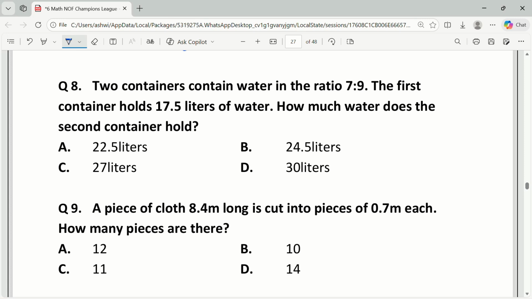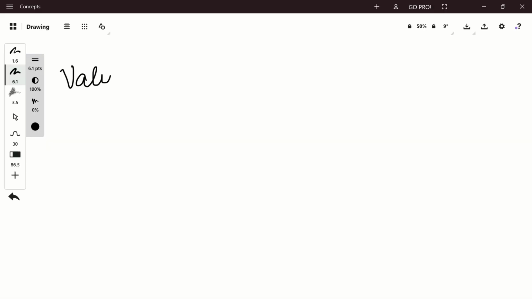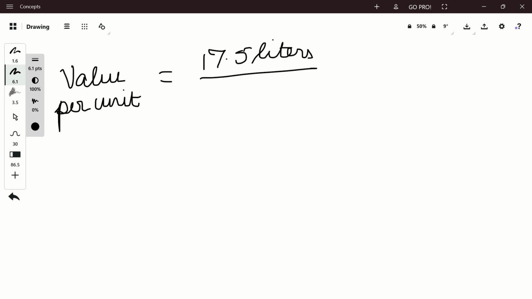Question 8. Two containers contain water in the ratio 7:9. The first container holds 17.5 liters of water. How much water does the second container hold? The ratio is 7:9. The first container's 7 units correspond to 17.5 liters. So, value per unit is equal to 17.5 liters upon 7 units, which is equal to 2.5 liters per unit.